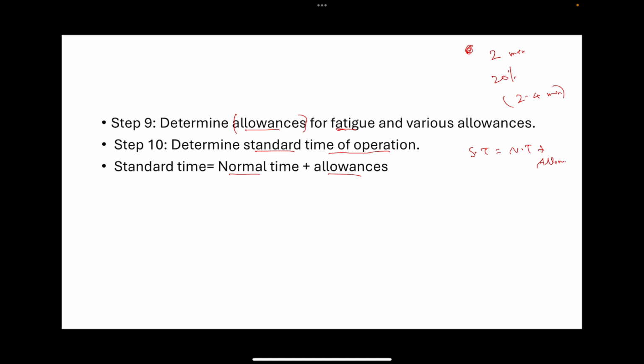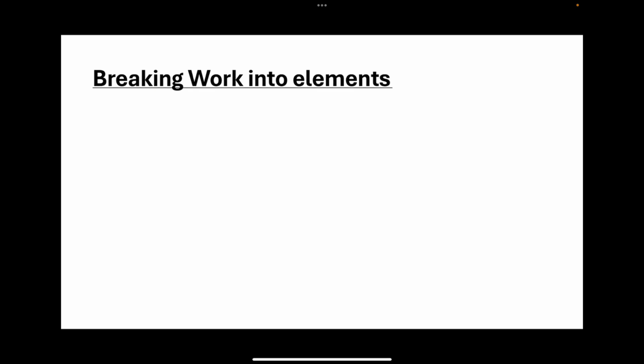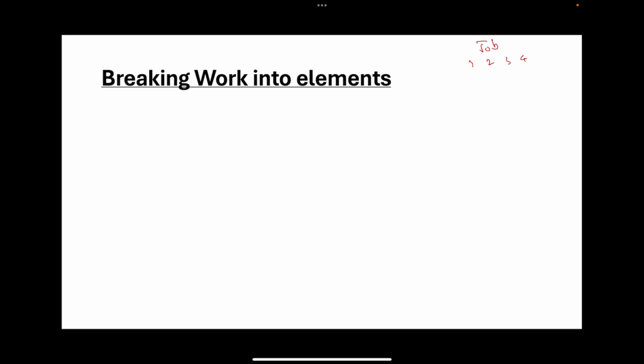So these are the steps in the time study process. In the time study process, we have discussed timing the various elements of a job. A job is divided into various elements like 1, 2, 3, 4, etc. So how can we divide this? What are the different types of elements? How can it be divided into elements? That will be discussed here.